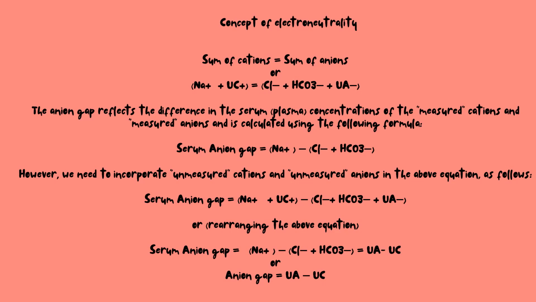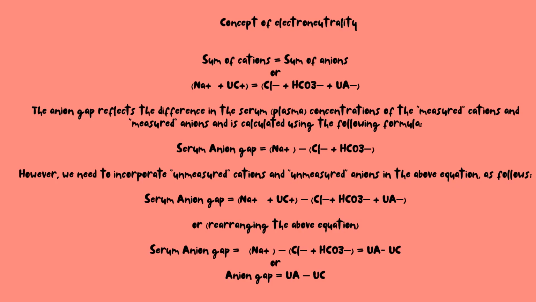Alright, let's begin with the concept of electroneutrality. Sodium is the measured cation and chloride and bicarbonate are the measured anions. In the body, to maintain a normal physiological process, the total sum of cations has to be, and is, equal to the total sum of anions. So the measured cation sodium plus everything else being unmeasured cations are equal to the measured anions chloride plus bicarbonate plus everything else that's unmeasured anion.